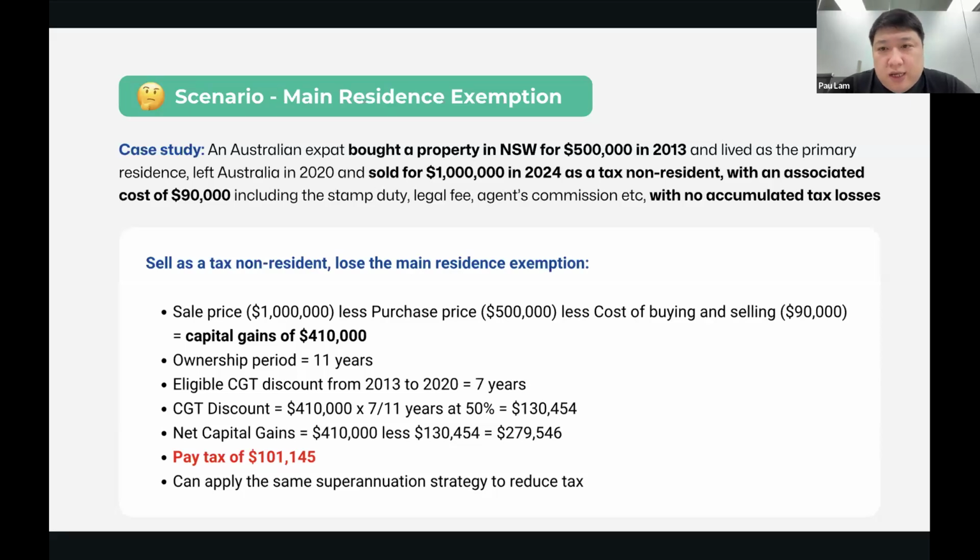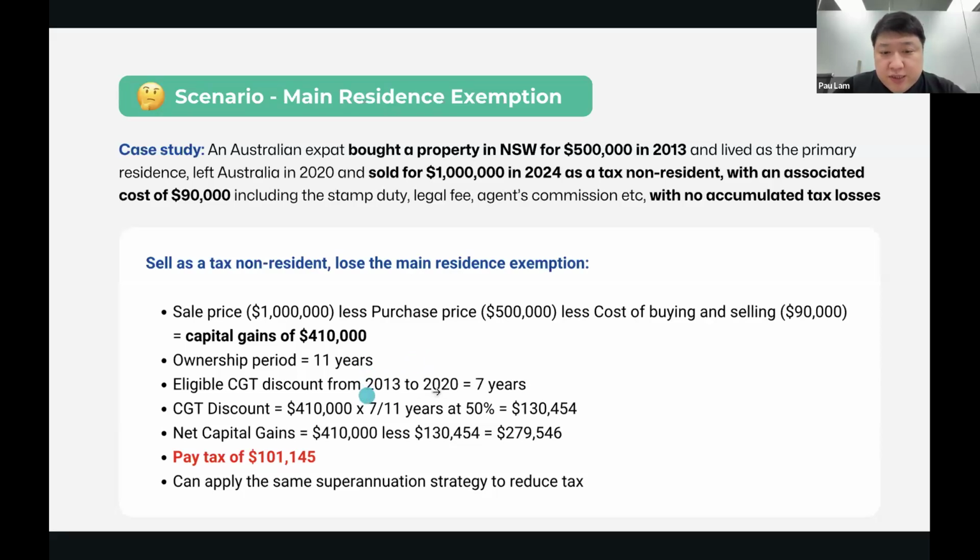So we're going to take away the losses consideration in this example. If that is the case, again, we're going to figure out what your capital gains is on this calculation first, which is $410,000. You own the property for 11 years. Even though they removed the main residence exemption from you on this property, given you have been living in Australia for some years, you can still treat it like an investment property and can at least get the 50% capital gains discount to further reduce the tax.